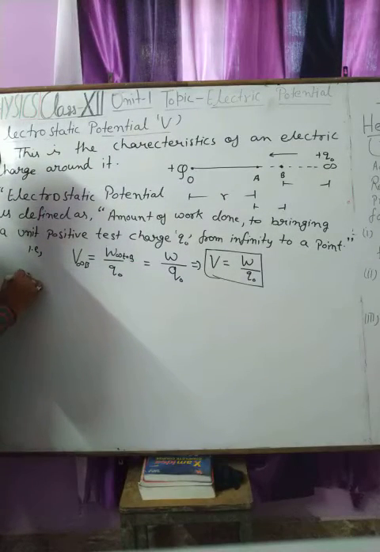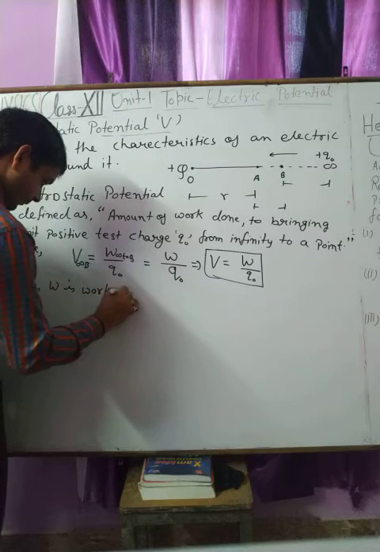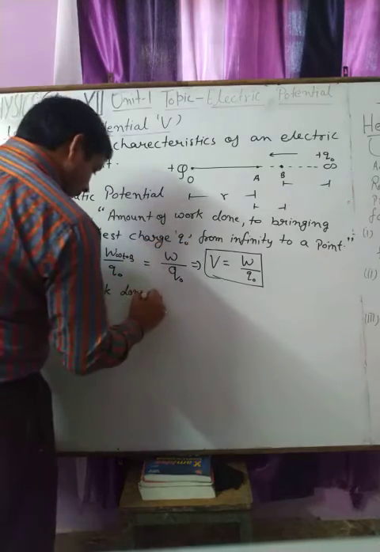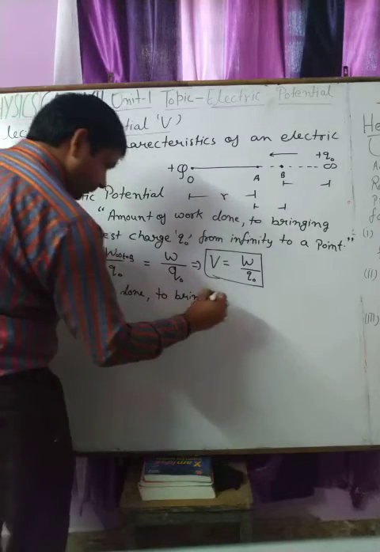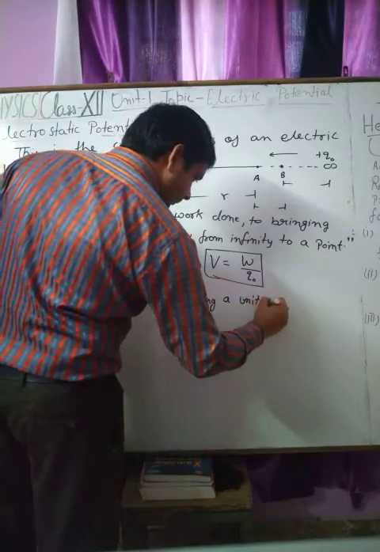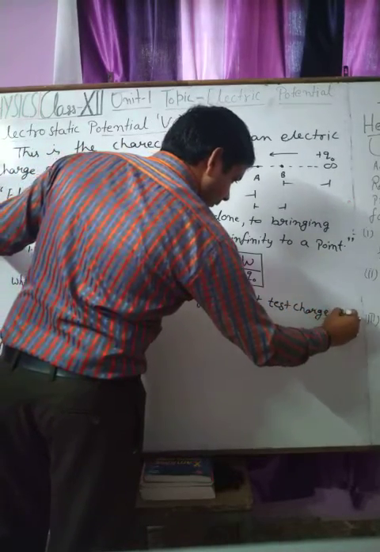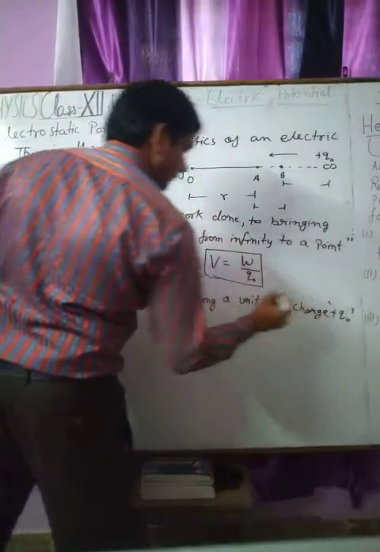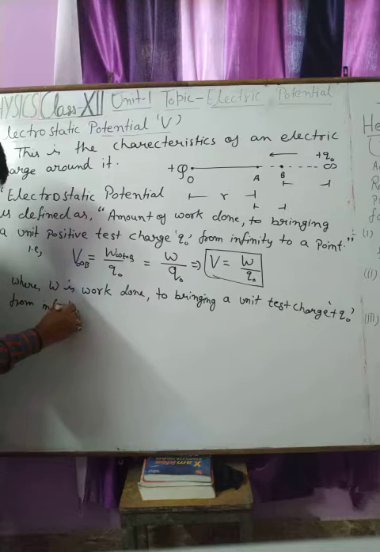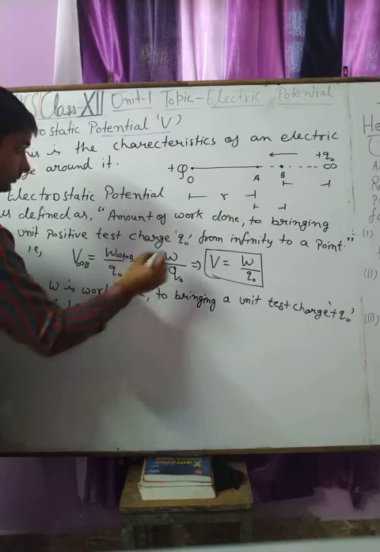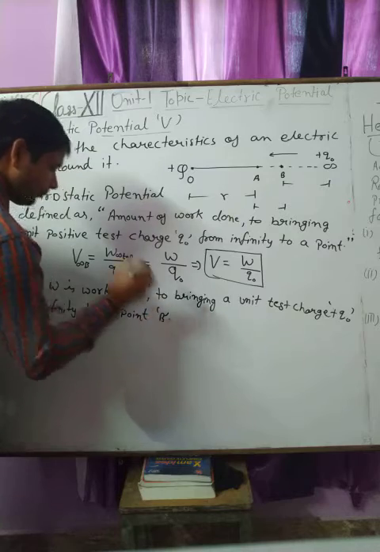where W is the work done in bringing a unit test charge plus Q naught from infinity to a point B.